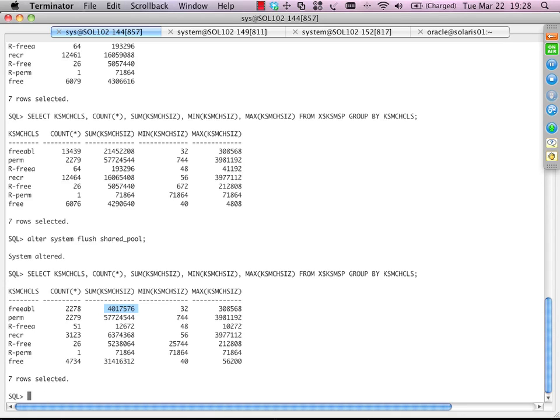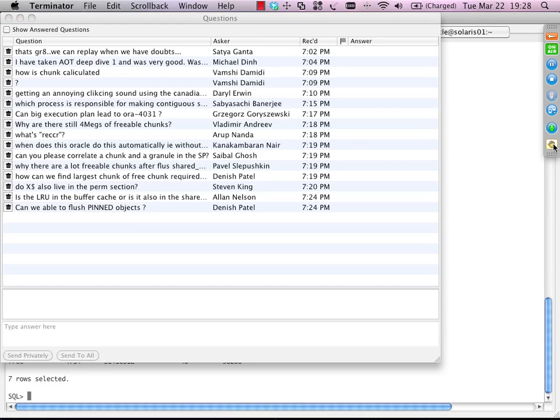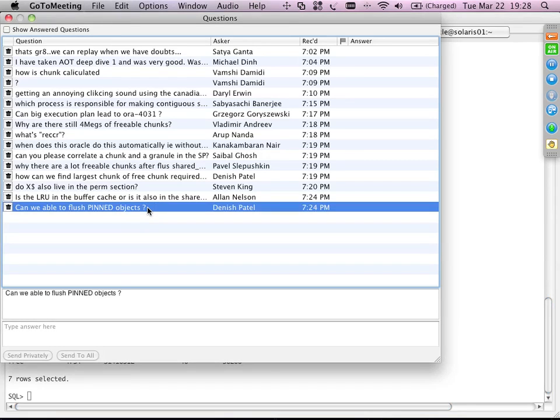Okay, so much about these internals. Let's see if I have any more questions. So one question: can we flush pinned objects? No. What actually happens is that when you issue a flush shared pool, or you look for space and you're flushing stuff, then you walk through your linked lists and you see that, hey, there is a chunk which is recreatable. But before flushing it, we will check the chunk header. And if the chunk is pinned, there is a bit in the chunk header which says this chunk is pinned, therefore I cannot flush it. So then I will just skip this chunk.